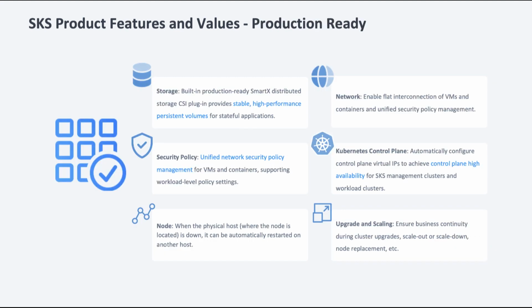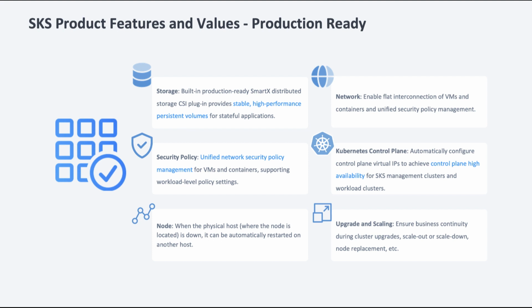Second, production ready. In terms of storage, the traditional storage configuration method does not meet the agile delivery requirements of Kubernetes. Emerging Kubernetes native storage products lack mature core technologies and have not been verified in production environments. In terms of networking, the Kubernetes network architecture and security policies are complex and difficult to achieve unified management with existing production systems.